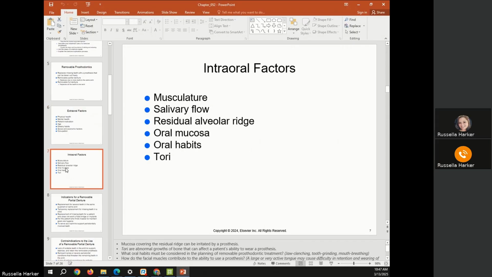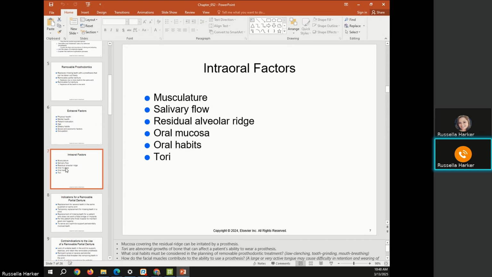Intraoral factors, things inside of the mouth that we need to think about prior to doing these procedures, are musculature. Facial muscles contribute to retention and functional control of the prosthetic. So a strong muscle attachment and good muscle tone is very important for your patient. But on the contrary, if they have a very large or very active tongue, it might cause difficulty in retention and wearing the prosthetic.